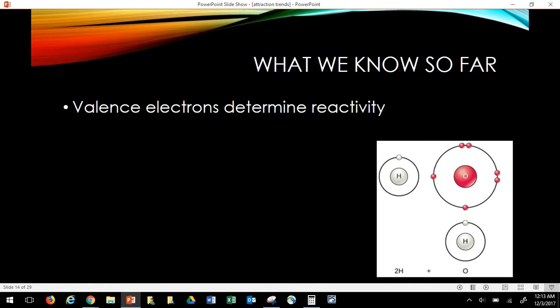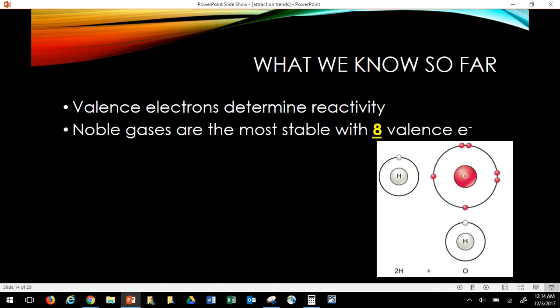What we know so far is that valence electrons determine reactivity. The number of electrons you have on your outermost shell when two atoms encounter each other will be the first defense of that atom and the way an atom reacts to its surroundings. So here's hydrogen with 1, and here's oxygen, which has 6, and that will be how they interact. That'll be the first interaction between atoms. So that's why valence electrons are important.